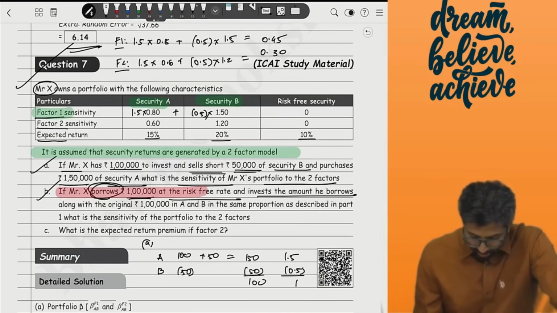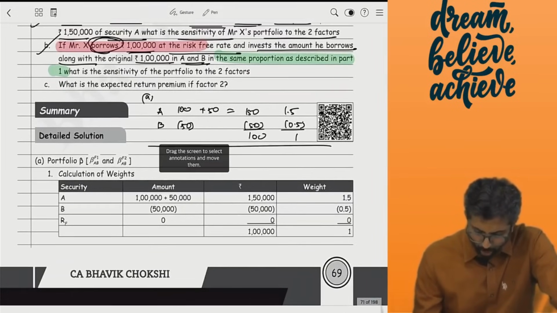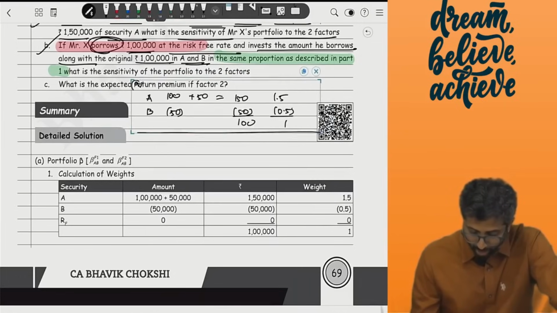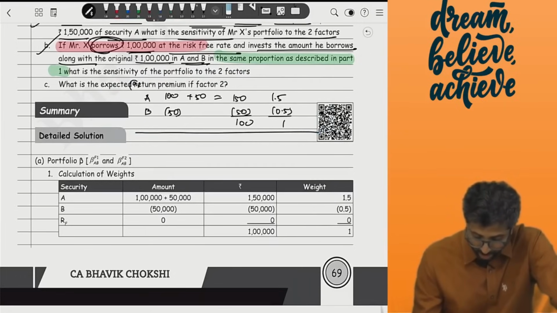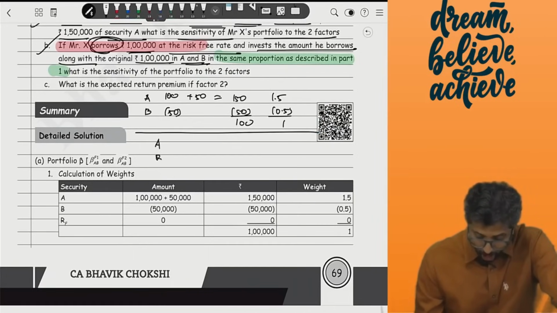And invest the amount he borrows along with the original 1 lakh in A and B in the same proportion as described in part 1. What is again the sensitivity of the portfolio to the two factors? So now if I go to see, my portfolio comprises of what? Sir, my portfolio comprises of 3 items now. It comprises of security A, security B, and also a security F, like the risk-free security.